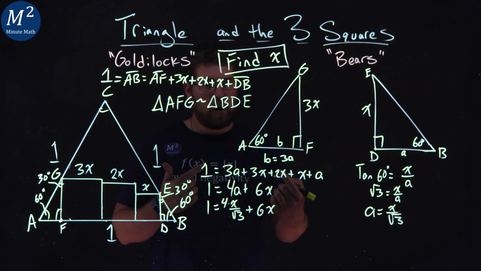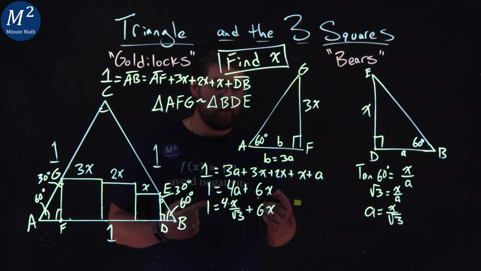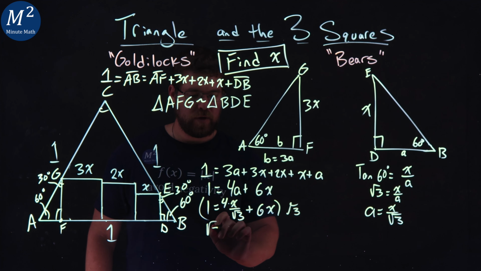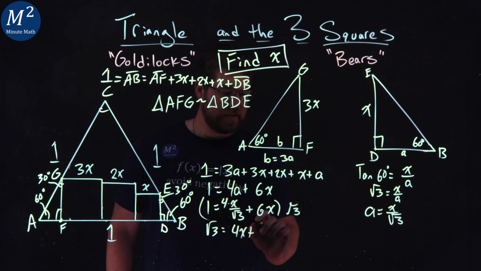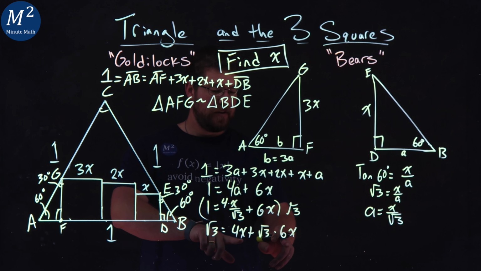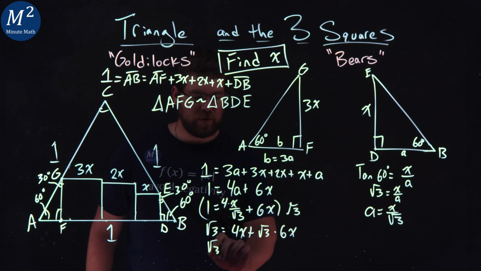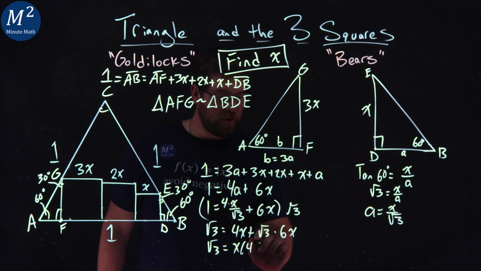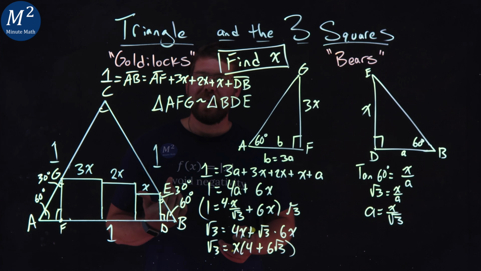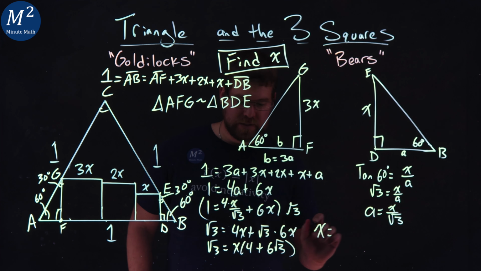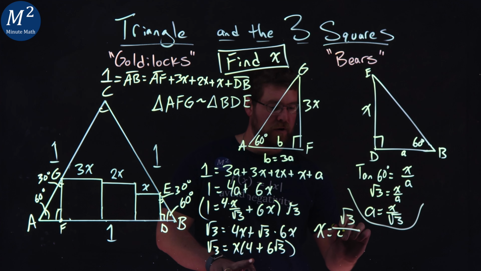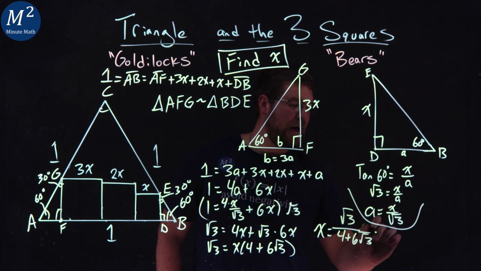I want to get the square root of 3 out of the denominator here. So what I'm going to do is multiply everything by square root of 3 on both sides. And so we have square root of 3 equals 4x plus square root of 3 times 6x. If we see there's an x in all of it, pull that out: square root of 3 equals x times 4 plus, let's call it, 6 square root of 3. Flip that around, make it a little easier. Then we divide both sides, and we get x by itself equal to square root of 3 over 4 plus 6 square root of 3. And that's our value for x.